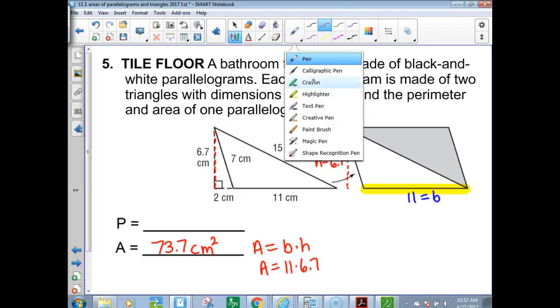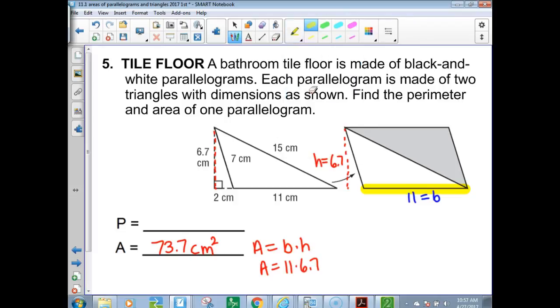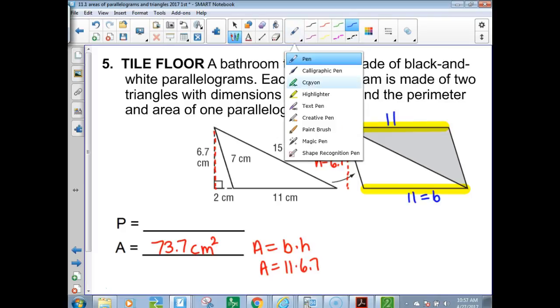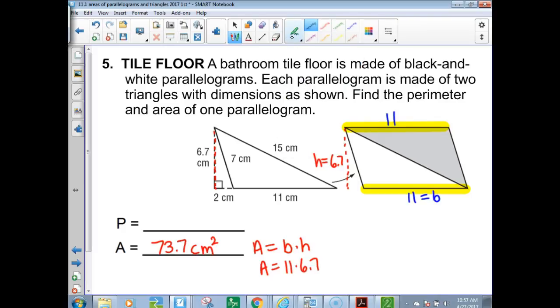And now we want to find the perimeter. This top is the same as the bottom because the opposite sides in a parallelogram are congruent. So if that was 11, your base, then this would be 11 as well. Okay, now let's carefully decide what number is actually on the side here. Is matching with there, so that would be 7.